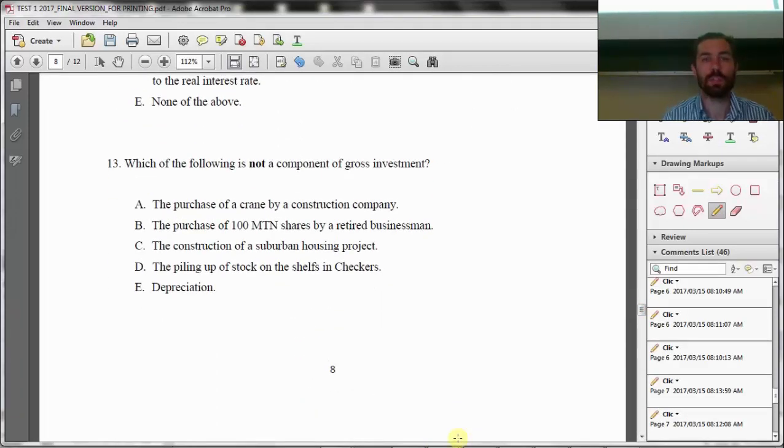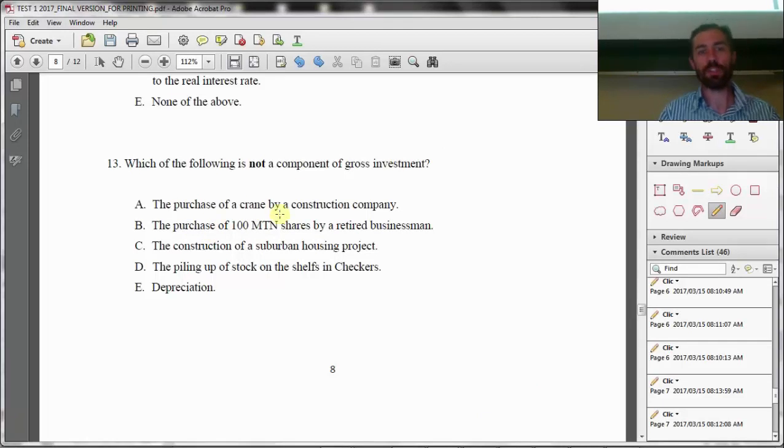Which of the following is not a component of investment, of gross investment, sorry. So a purchase of a crane, I did get asked what a crane was. So I drew a little picture of a crane, and the guy's like, construction equipment. It's like, yeah. Okay, cool. And then I just felt like an idiot, having gone through all this effort to draw a crane, when all I needed to know was what I was dealing with.